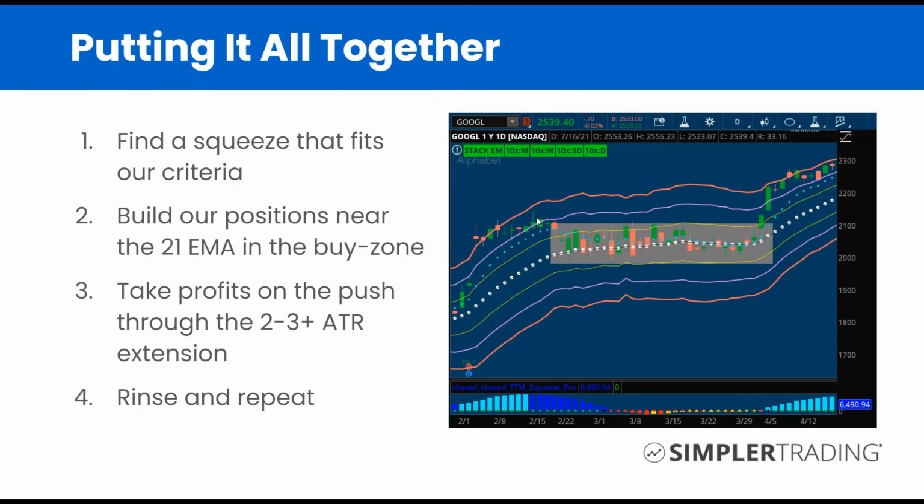So putting it all together, you want to find a squeeze that fits all of your momentum and your structure criteria. Aim to build your positions near that 21 period EMA, 21 period exponential moving average, and then look to take your profits on the push towards that 2 to 3 ATR counter channel extension. So aim to take your profits about 2 to 3 average true range moves above that 21 EMA. And from there, you rinse and repeat.